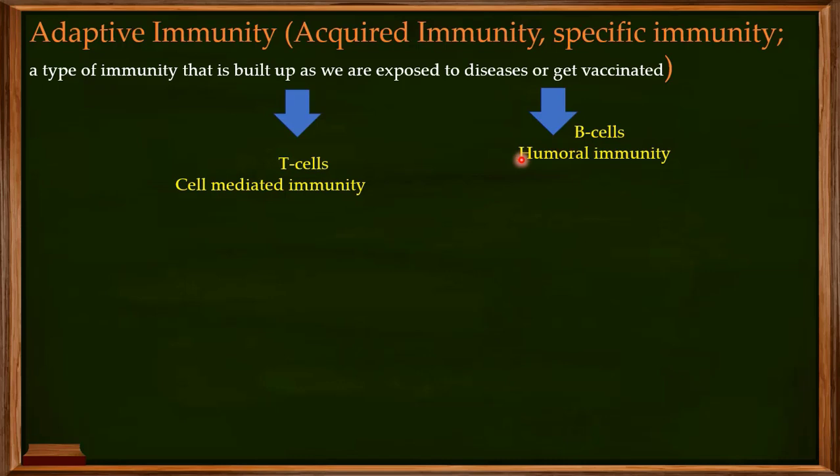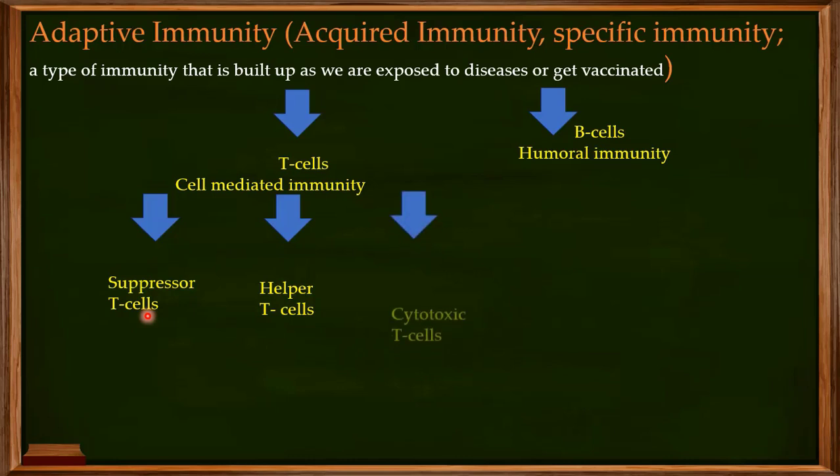I have a detailed discussion on that in my first videos, so you should refer back to them to understand the concept of humoral immunity and cell-mediated immunity. If you talk about these T cells, the main types are the suppressor T cells, the helper T cells, and the third type, the cytotoxic T cells. As this kind of immunity is mediated by the cells, we call this cell-mediated immunity.